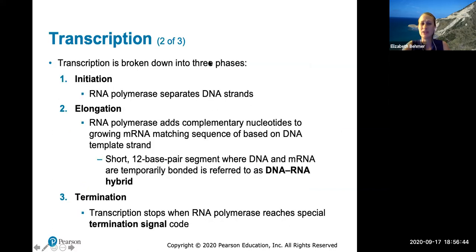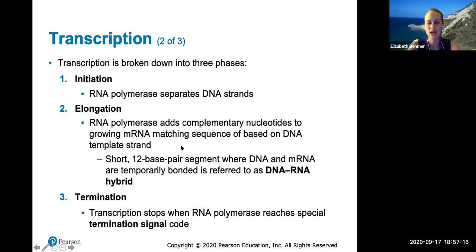Transcription is broken down into 3 phases. Initiation is separating out the DNA strand, much like in DNA replication. Elongation is when we have an enzyme called RNA polymerase, and that will add complementary nucleotides that match up with those base pairs on the DNA strand to grow the mRNA matching sequence. So if the DNA strand, and I'm just going to type this out in the chat because there might be a question like this on your exam too.